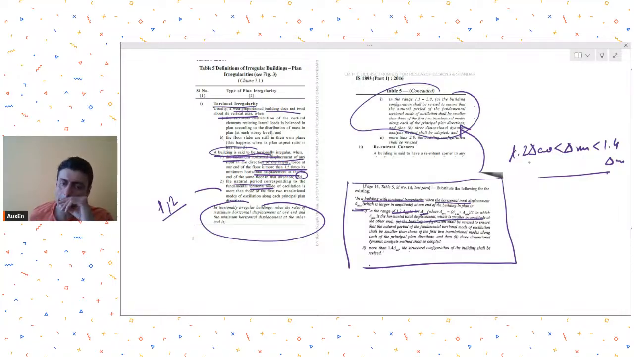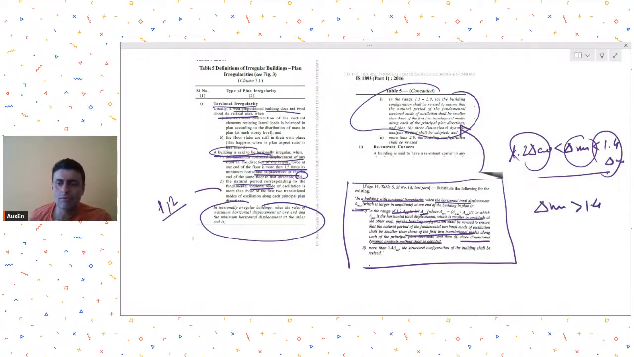Yeah, so if your delta max is in between this range, then you need to ensure that the first two modes are translational modes, and you also need to perform a response spectrum analysis or any three-dimensional dynamic analysis. If that delta max goes above 1.4 times delta average, then the structural configuration shall be revised.